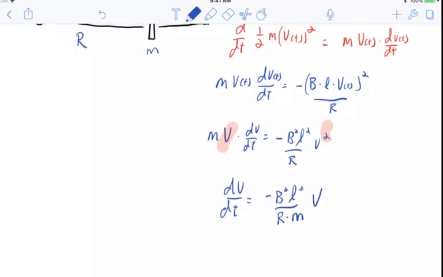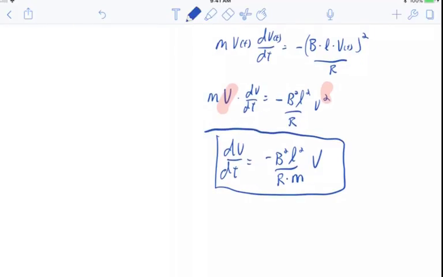And this is a differential equation, sure, but its solution is an exponential. You've seen that in your classes. It's going to be your original velocity times e to the minus b squared l squared over r m times t. Show the speed of the bar decreases exponentially with time. Boom.